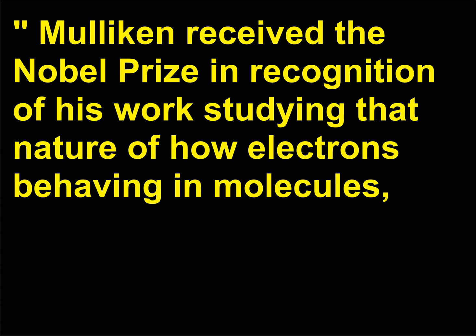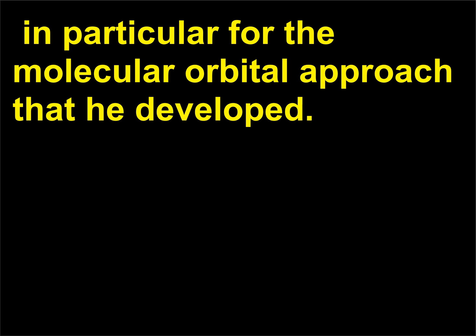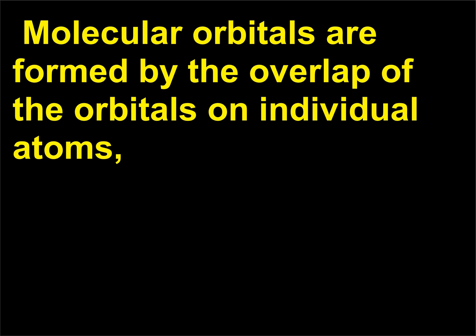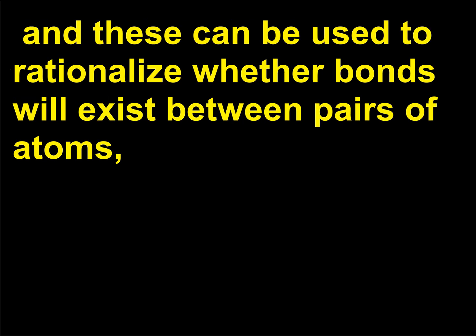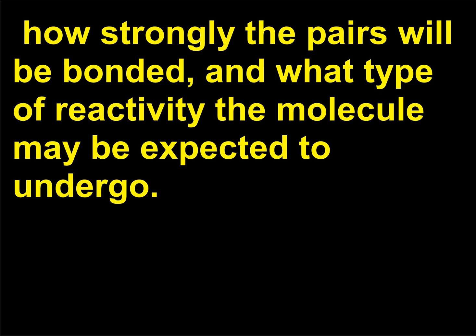Mulliken received the Nobel Prize in recognition of his work studying the nature of how electrons behave in molecules. In particular, for the molecular orbital approach that he developed. Molecular orbitals are formed by the overlap of the orbitals on individual atoms. And these can be used to rationalize whether bonds will exist between pairs of atoms, how strongly the pairs will be bonded, and what type of reactivity the molecule may be expected to undergo.